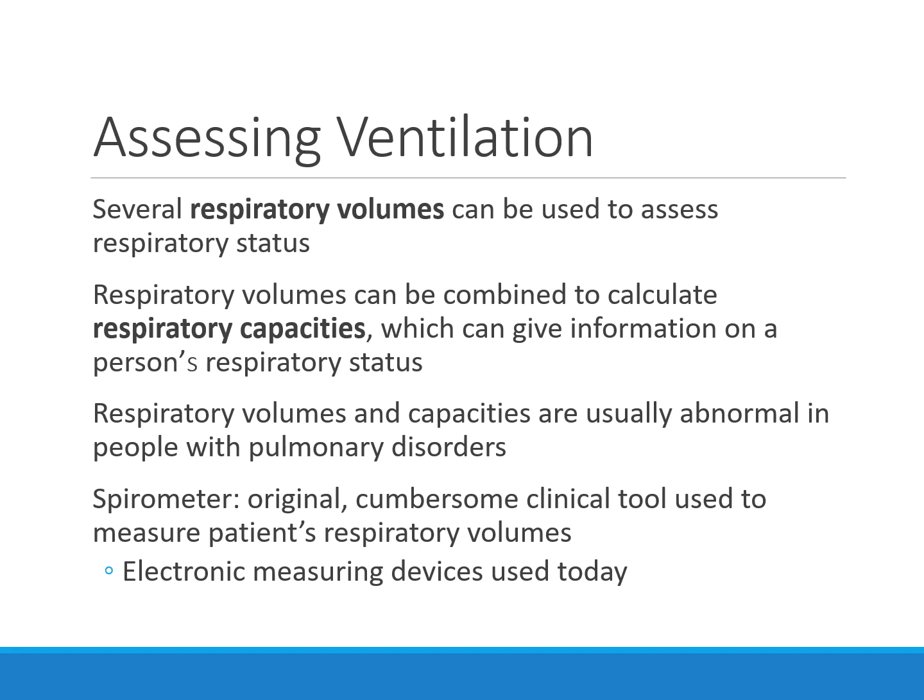So the volumes and the capacities are usually abnormal in people who have some type of pulmonary disorder, and they use a device called a spirometer to do this. So it's a very cumbersome clinical tool that we can use. Nowadays, we have a really cool one that's electronic that's a lot easier to use.